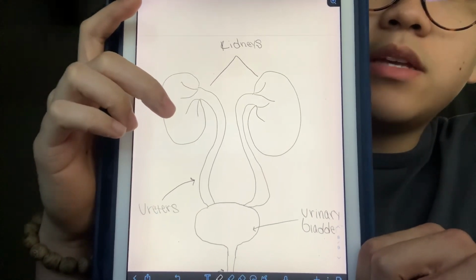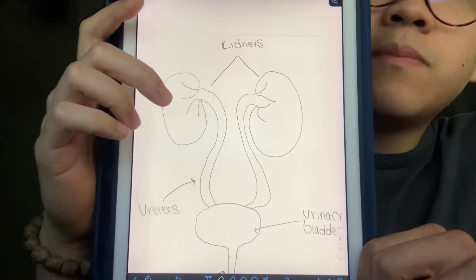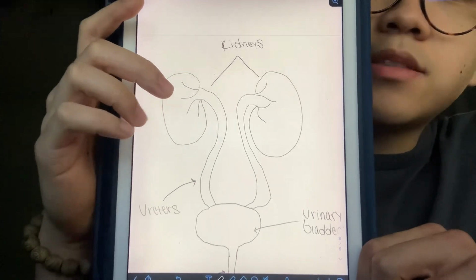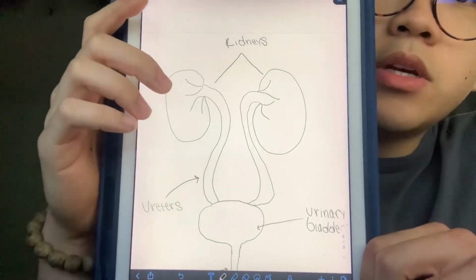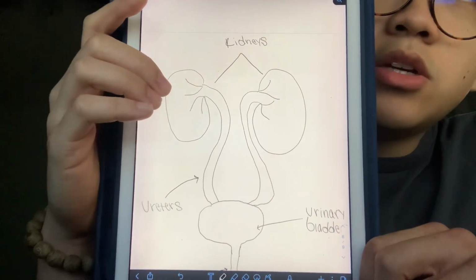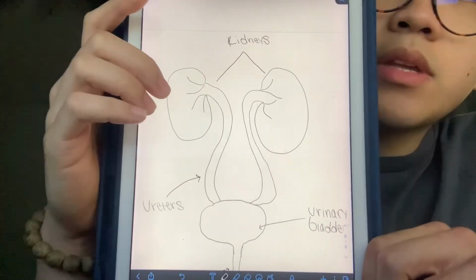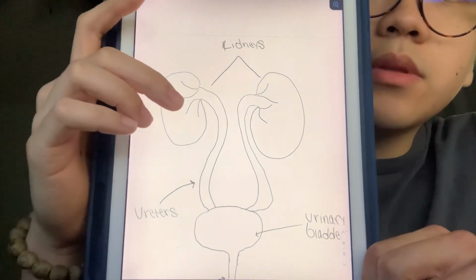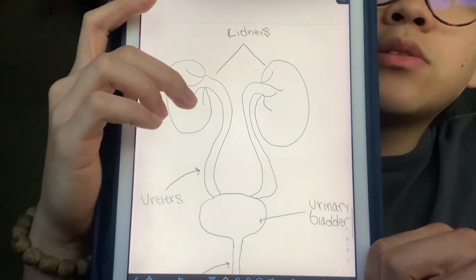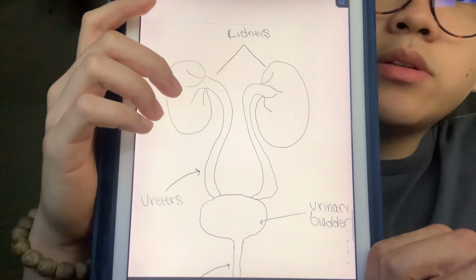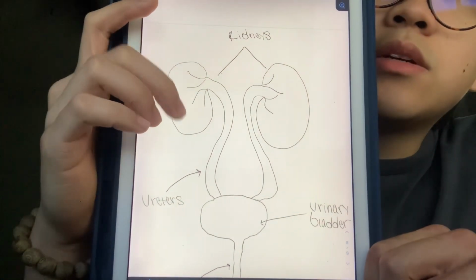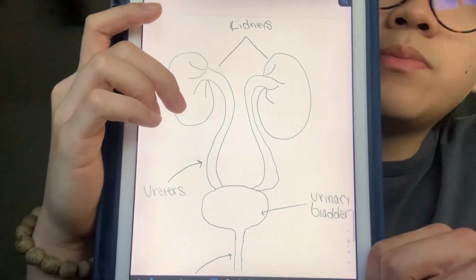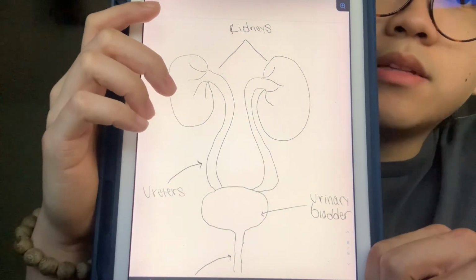The kidneys filter the blood. This filters the blood of excess waste such as nitrogenous waste, urea, uric acid, creatine, etc. It also controls blood pressure, as it controls the amount of water that gets filtered out. It regulates the electrolyte balance, and it regulates the pH balance.